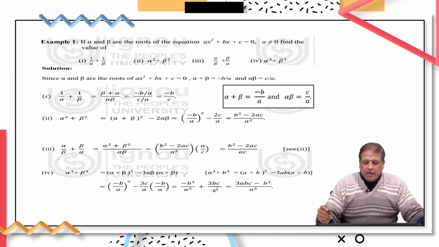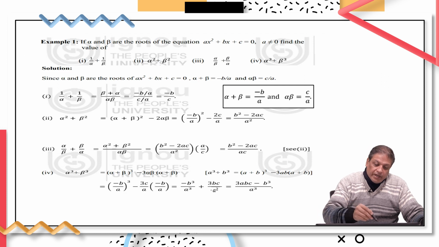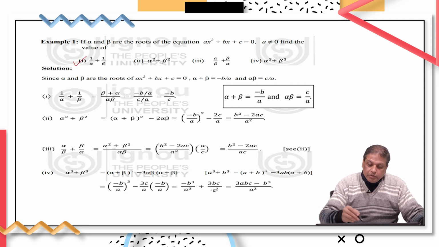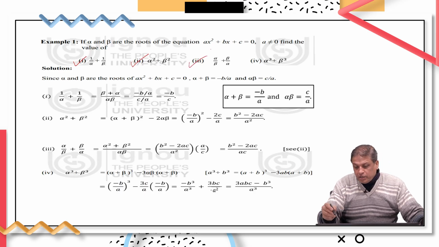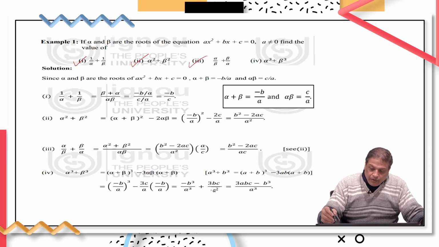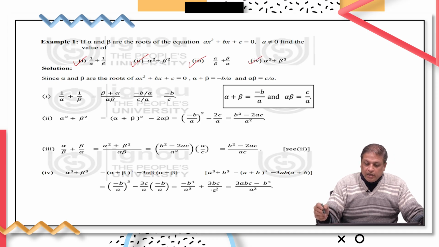So let's apply the understanding to solve a few numericals. Here is an example wherein it is given that if alpha and beta are the roots of the equation ax square plus bx plus c is equal to 0 and a is not equal to 0, then we are supposed to find the value of 1 over alpha plus 1 over beta, alpha square plus beta square, alpha by beta plus beta by alpha, and finally alpha cube plus beta cube. Let's proceed one by one.